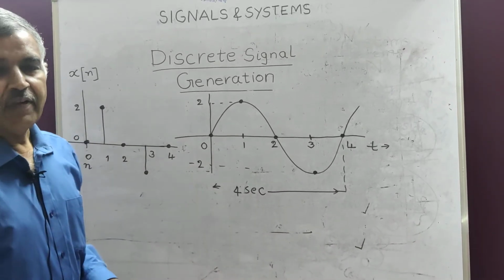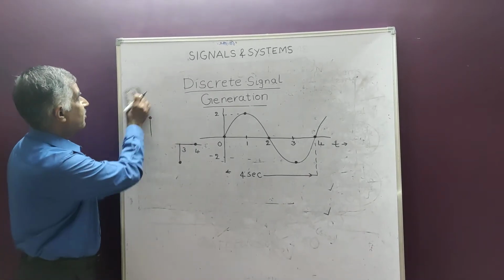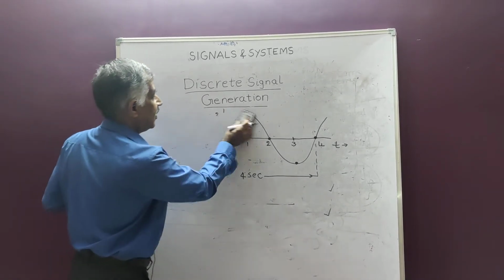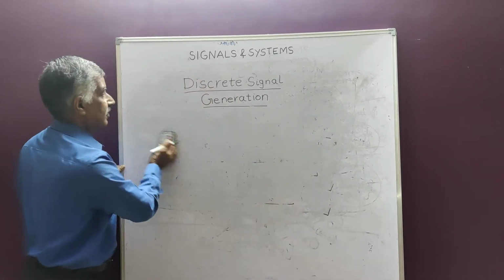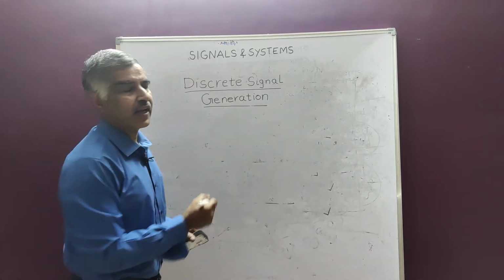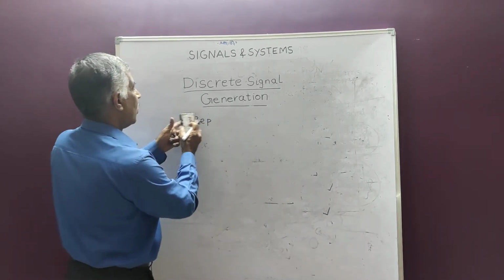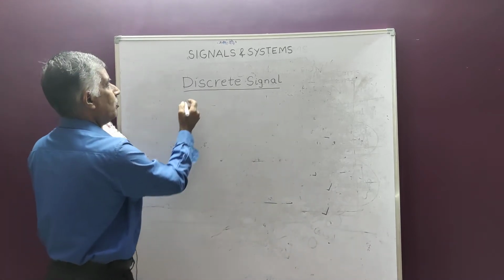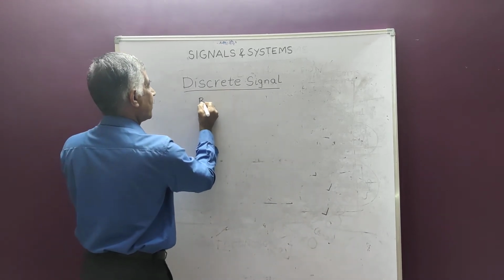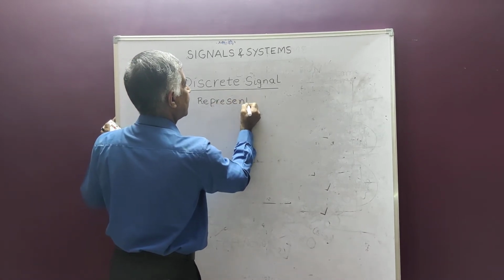Now I will come to the last topic in this class, which is the representation of discrete signals. How are discrete signals represented?